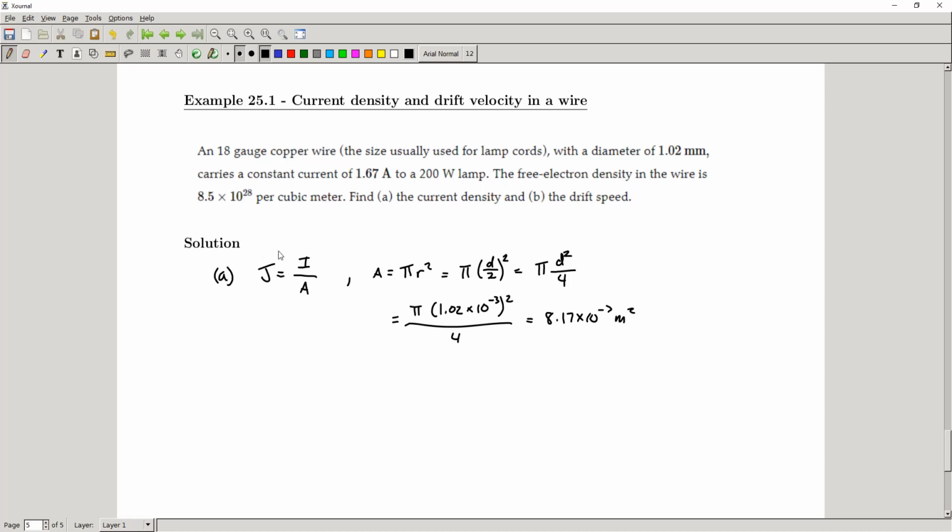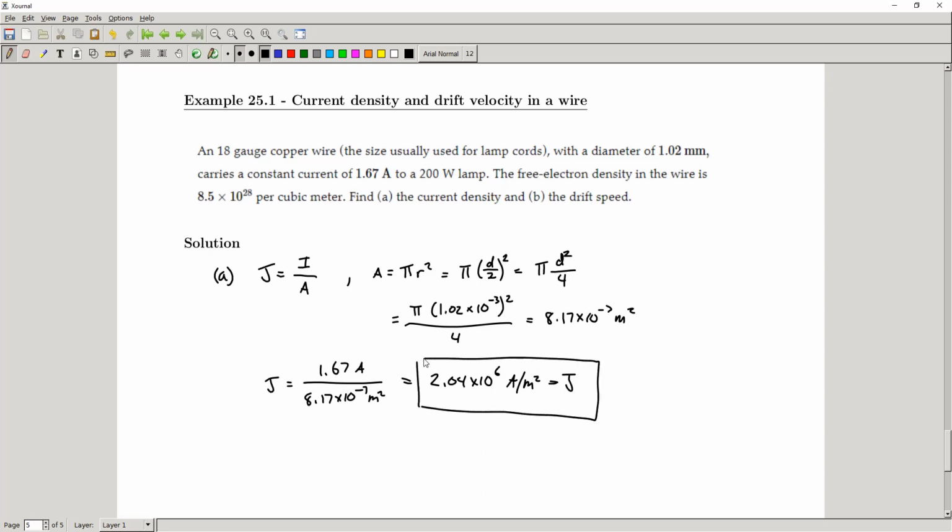Okay, so that's our cross-sectional area, and at this point we just need to stick our area back into our expression for our current density. And so we're going to have J equal to I, which is 1.67 amps, over the result we just found, 8.17 times 10 to the minus 7 meters squared. If you do that calculation, you're going to find 2.04 times 10 to the 6 amps per meter squared. That's our current density, so that would be the answer to part A.